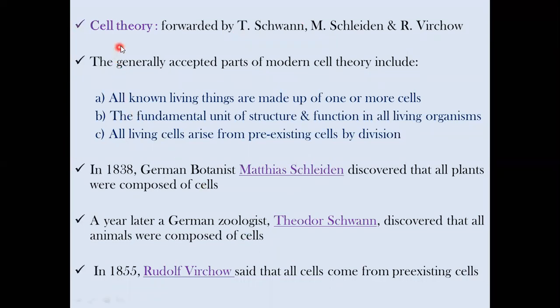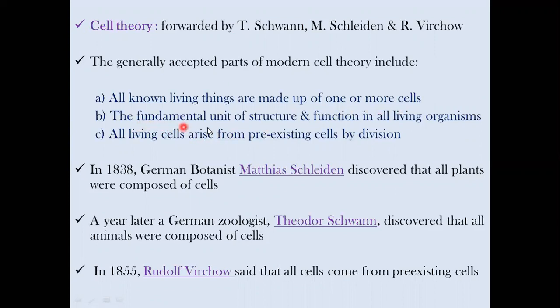Next, we will discuss cell theory. Cell theory was put forward by T. Schwann, M. Schleiden, and R. Virchow. The cell theory consists of three parts. It includes that all known living things are made from one or more cells. So the living things we know are either made of one cell, which is unicellular, or more than one cell, which is multicellular.